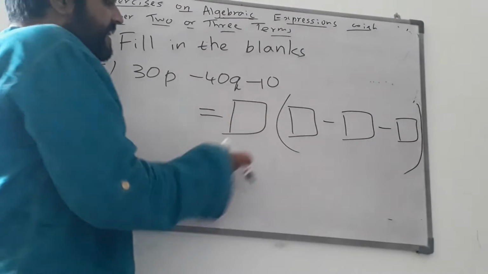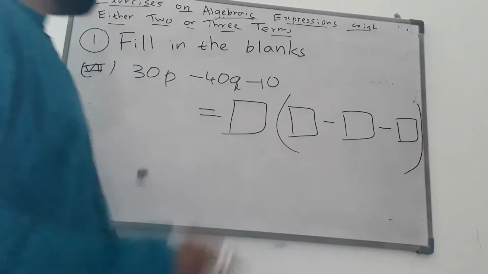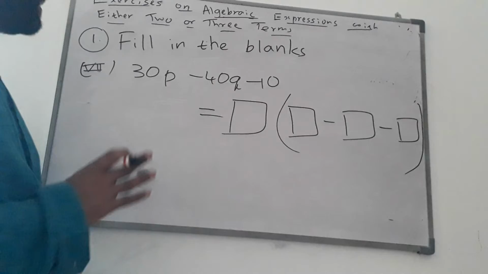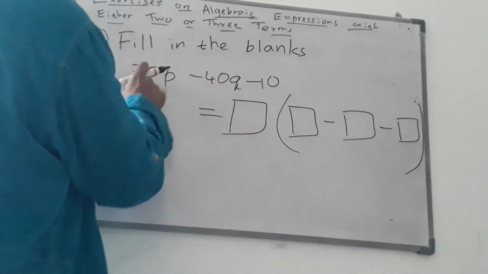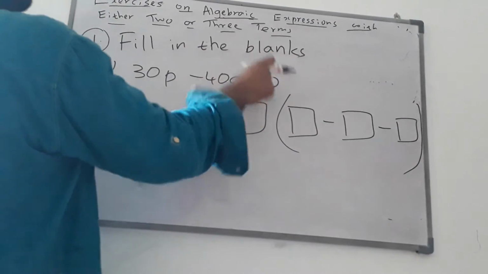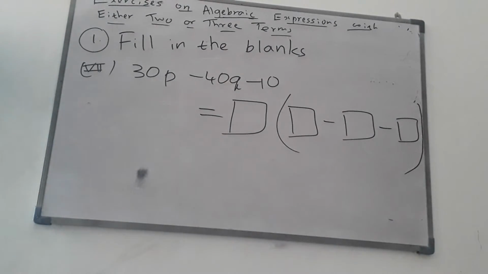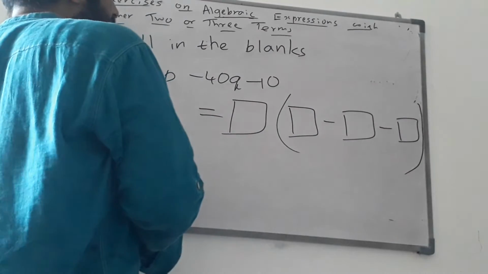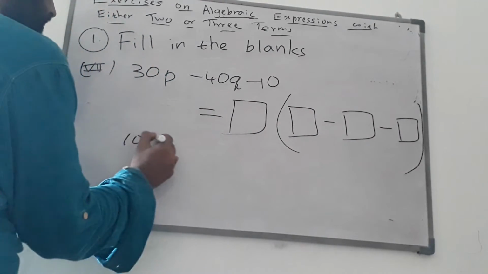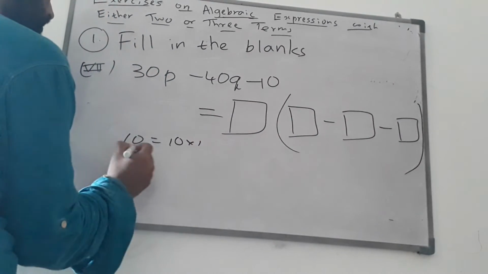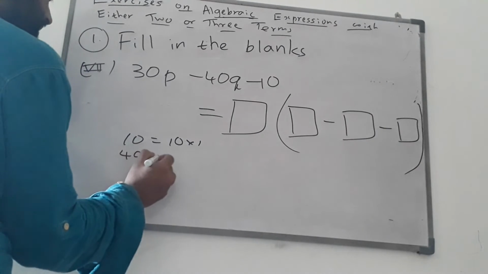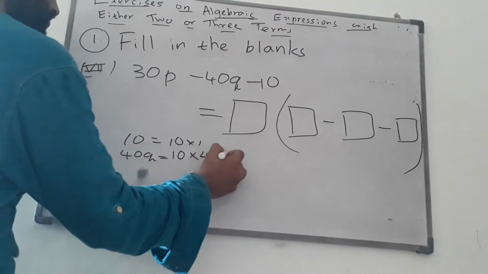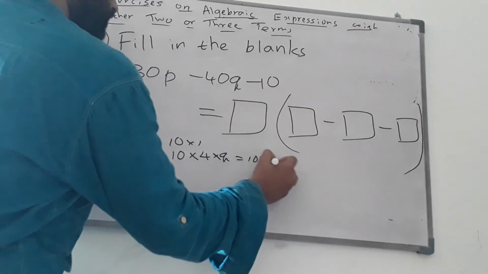Okay, straight away now there are 4 blanks. So this is quite different from what we have done so far. Here what we have to do is find the highest common factor of these 3 terms. What can it be? 10 means 10 times 1. 40q can also be written with 10 as a factor, 10 times 4 times q, 10 times 4q.